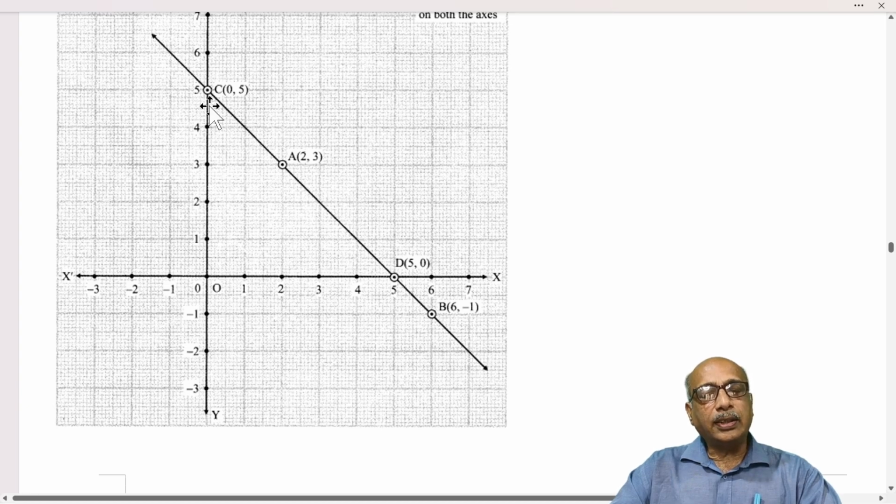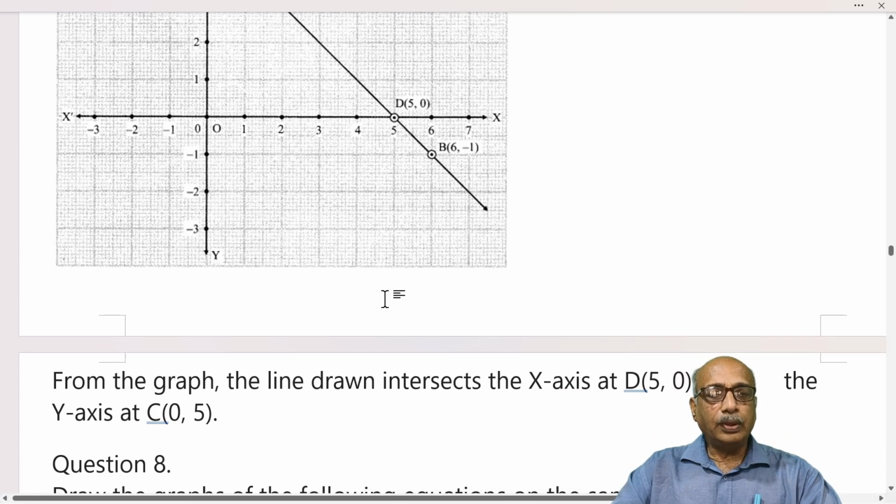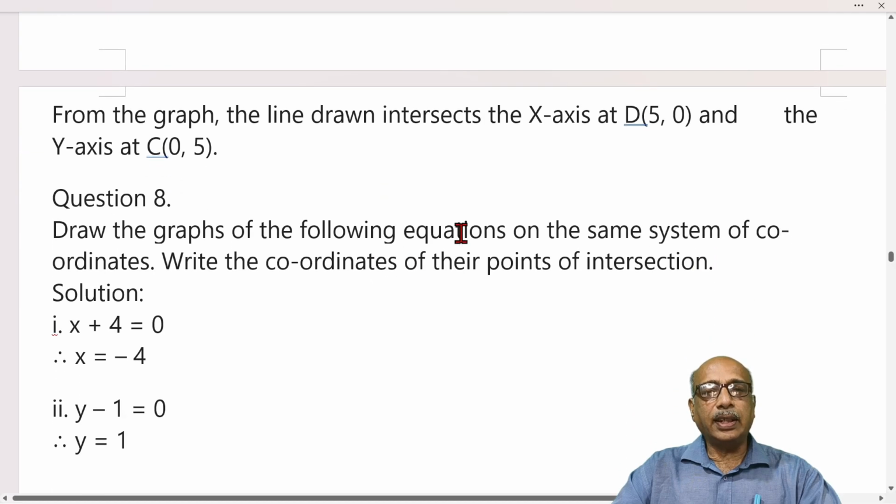Here it intersects the y-axis at point C. So C is (0, 5), the x coordinate will be 0 here, and it intersects the x-axis at D, (5, 0). 5 is the x coordinate, and the y coordinate will be 0. From the graph, the line drawn intersects the x-axis at D (5, 0) and the y-axis at C (0, 5).